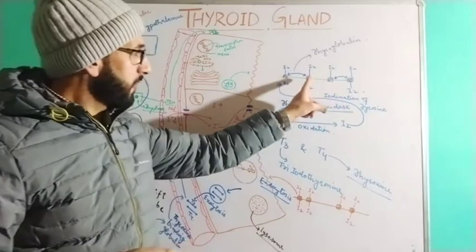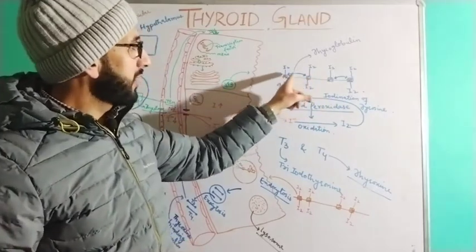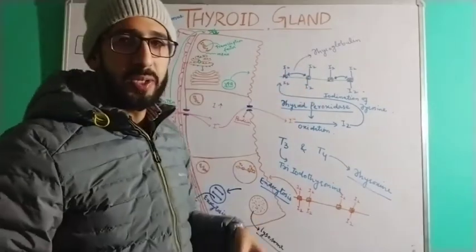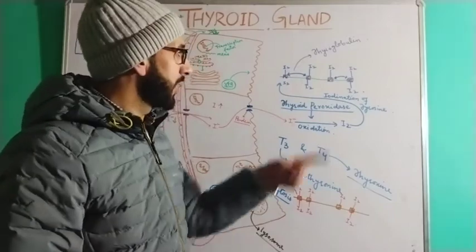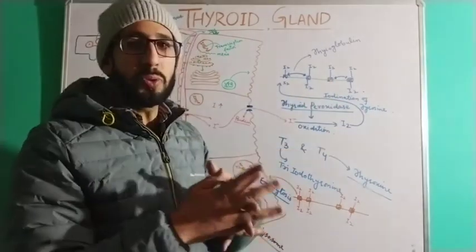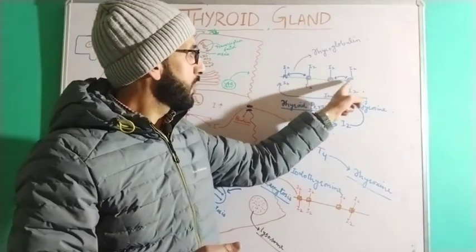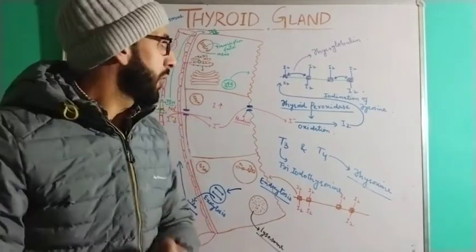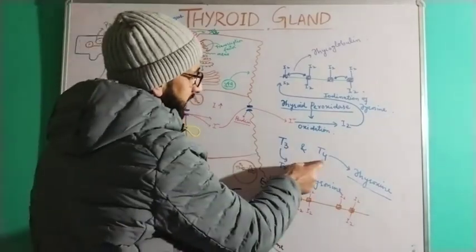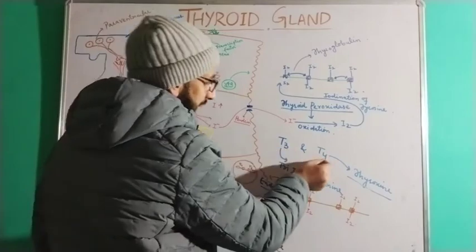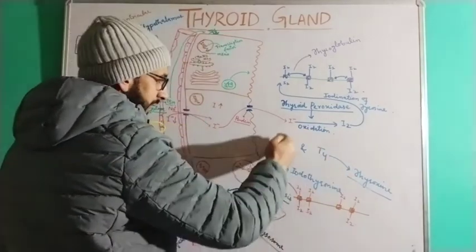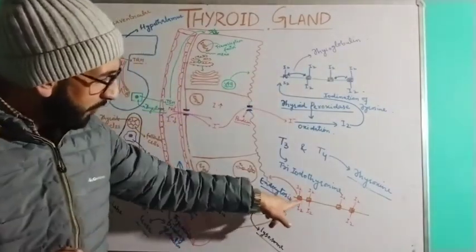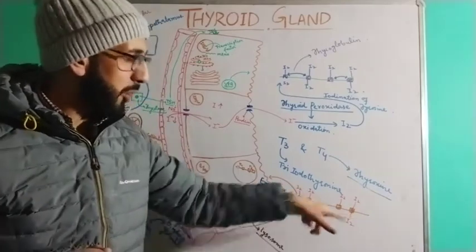Right. Now, if these two diiodotyrosines are bound together, that will form two tyrosine along with four iodine. That means tetraiodothyronine, and if monoiodotyrosine and diiodotyrosine are bound together, that means we will have two tyrosine plus three iodine. That means it will become triiodothyronine. Now we will have these T3 and T4, that means triiodothyronine and tetraiodothyronine or thyroxine. So we will have these hormones inside this thyroglobulin colloid.